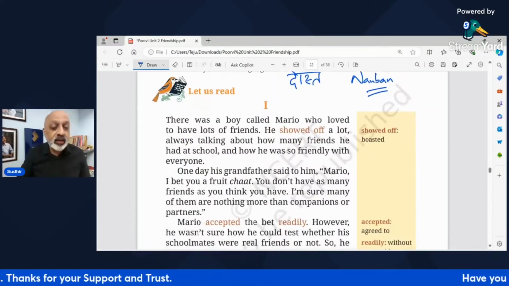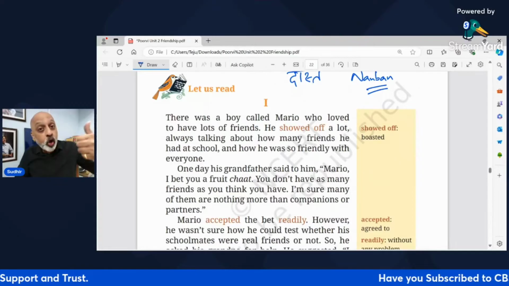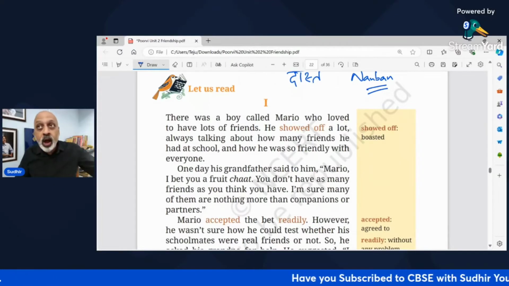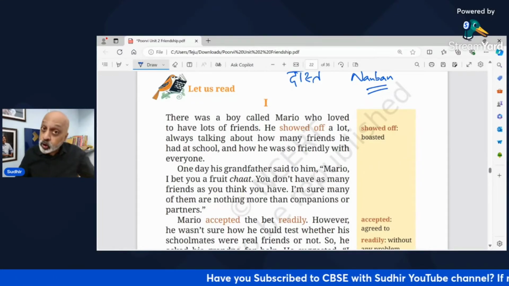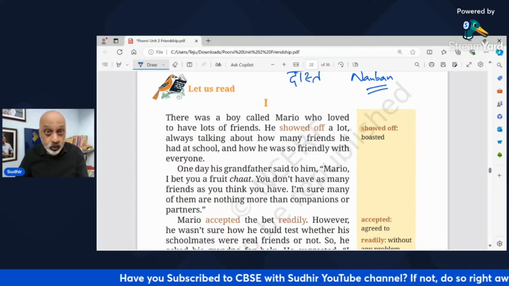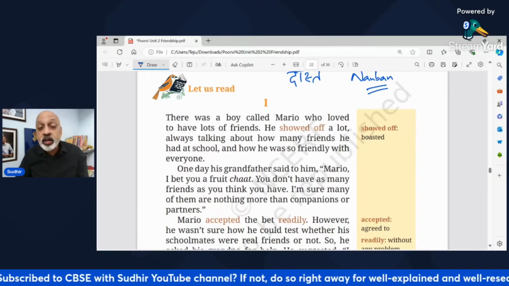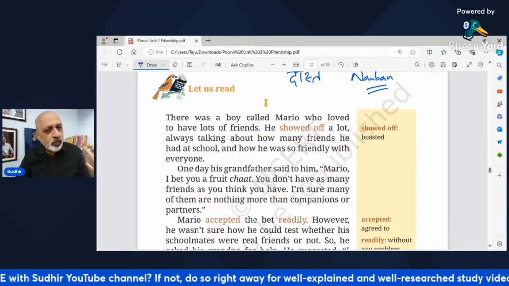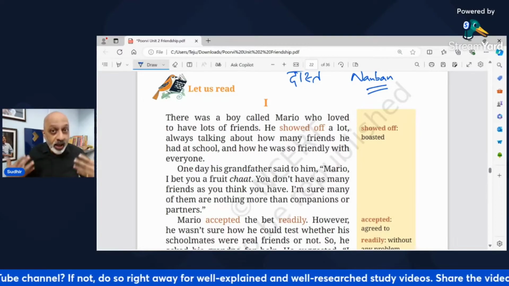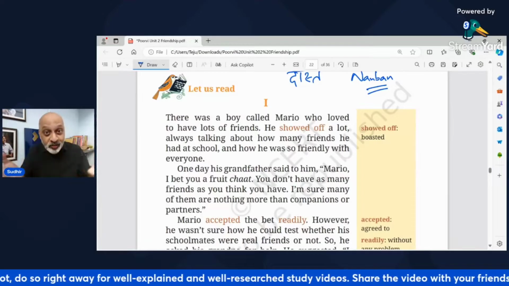Let's now get started. I want to know, what do you call a friend in Bengali? I want to know whether in Bhojpuri you have a different word for it. I don't know. Please let me know. I want to know what you call a friend in Gujarati or Marathi. So please send me these words. It will help me also learn a few things from all of you.